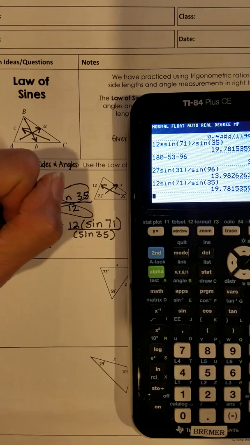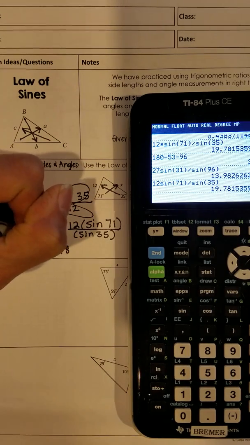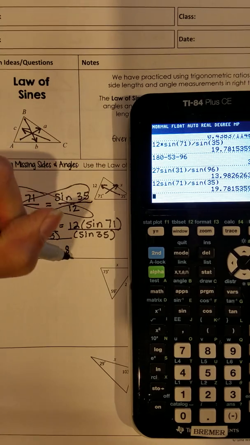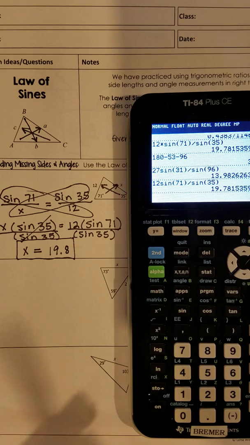Okay, so we have 19.8. If there were units associated with this triangle, then we'd add them as well. But right now we just have 19.8 as our answer.